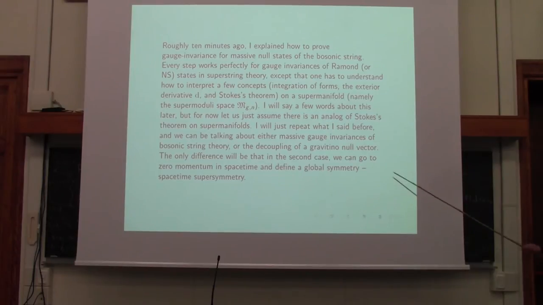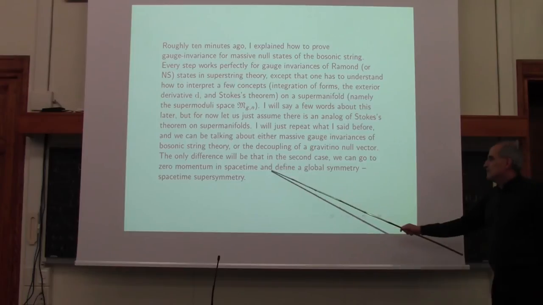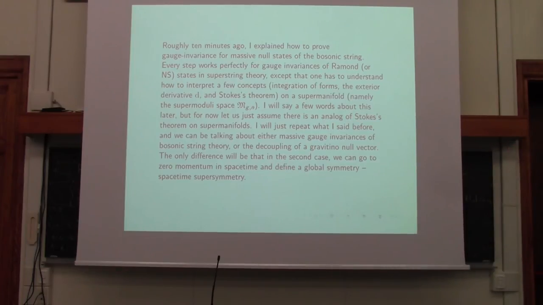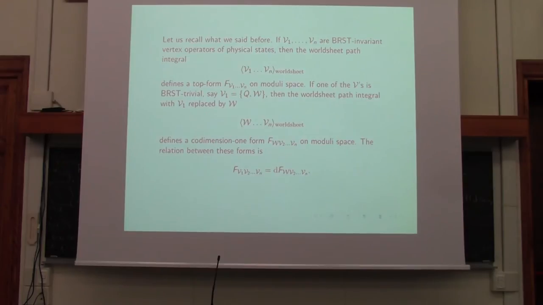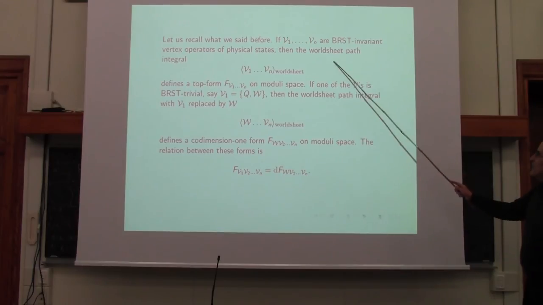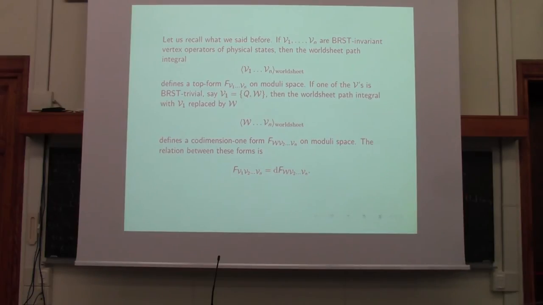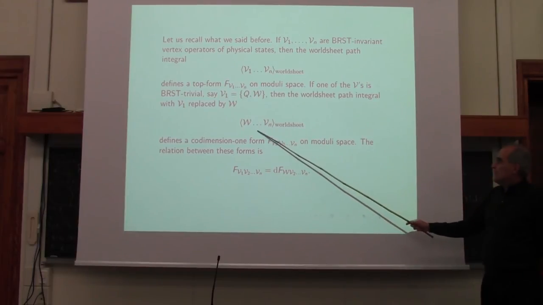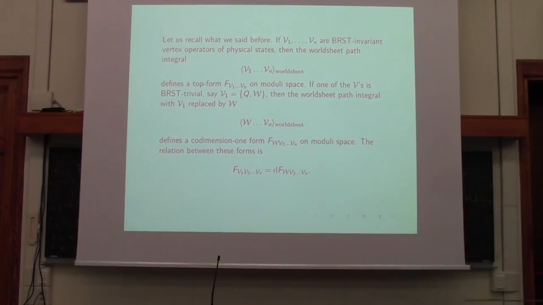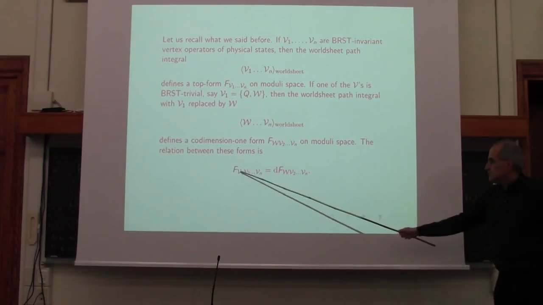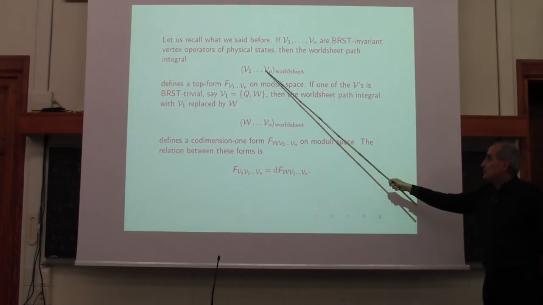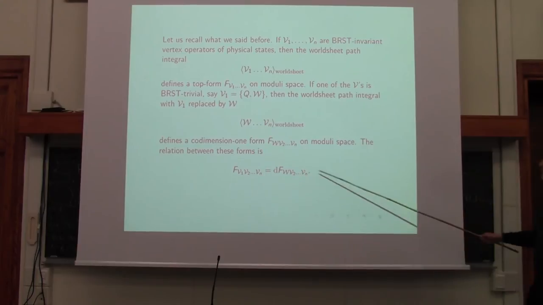The only thing that's really exceptional about gravitino null vectors is that we can go to zero momentum in space-time and define a global symmetry, space-time supersymmetry. So just recalling what we said before, if we have a bunch of BRST invariant vertex operators, then the world sheet integral defines a top form on moduli space that we integrate to get a scattering amplitude. If one of the V's is Q exact, then the world sheet path integral with V1 replaced by W is a codimension 1 form, and the relation between these forms is that the one that gives a scattering amplitude is D of the one with the gauge parameter.